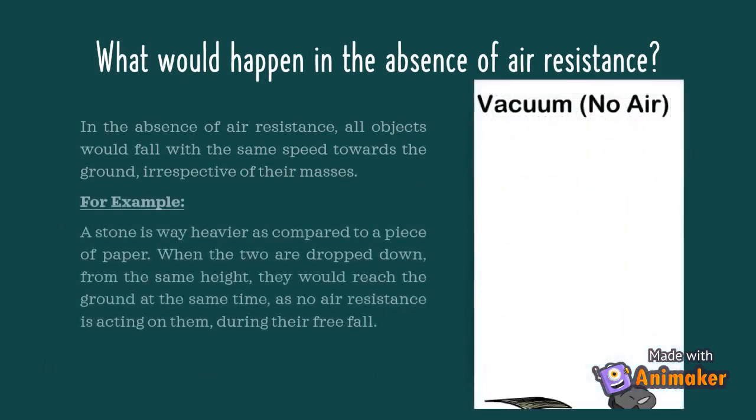What would happen in the absence of air resistance? In the absence of air resistance, all objects would fall with the same speed towards the ground, irrespective of their masses. For example, a stone is way heavier, as compared to a piece of paper. When the two are dropped down from the same height, they would reach the ground at the same time, as no air resistance is acting on them during their free fall.